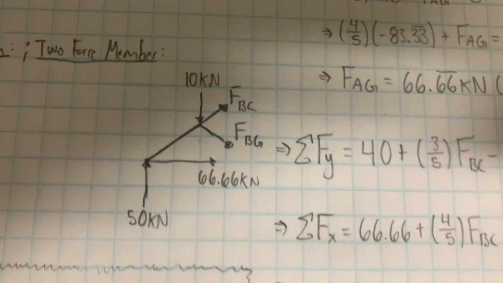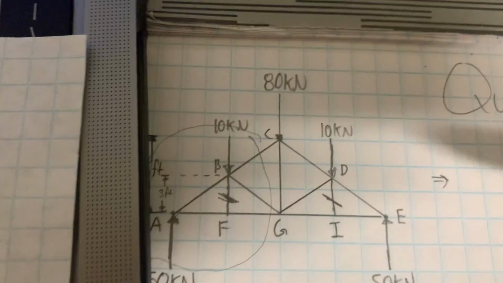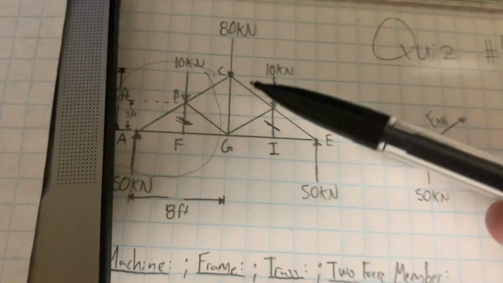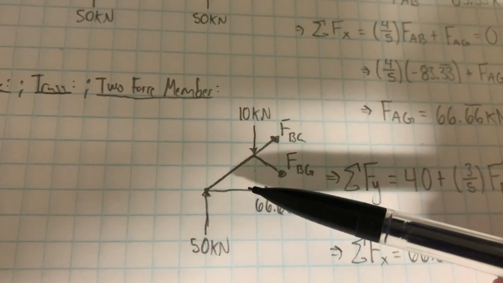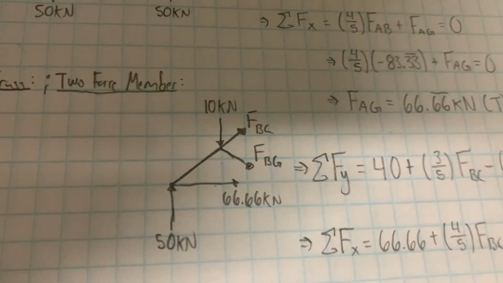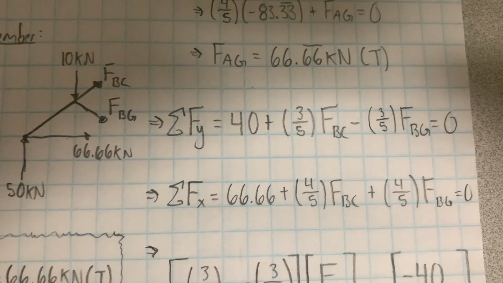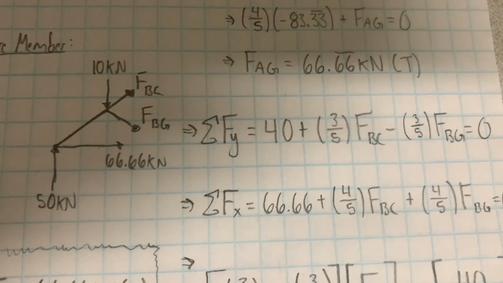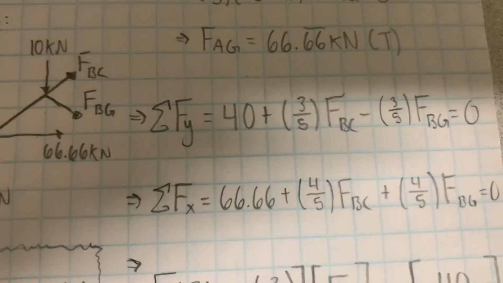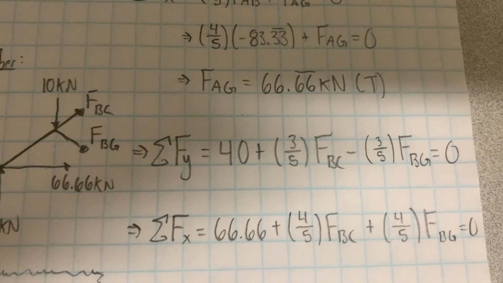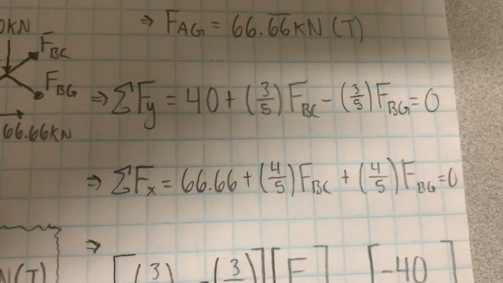And so when we do that, we still get the 50 kilonewtons going up, 10 kilonewtons going down from that reaction, from that force, I mean. And then the internal forces of this member, that member, F, and the member BC. So once we do that, we're simply going to sum the forces in the y direction, and we get 40 kilonewtons, because 50 minus 10 going down, plus 3/5 FBC minus 3/5 BG. Once again, those are the y components of the forces, and we just set it equal to 0.